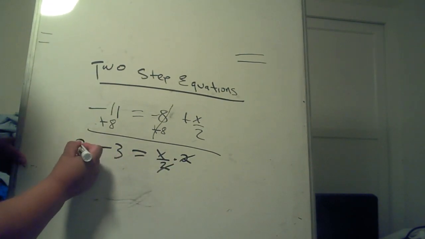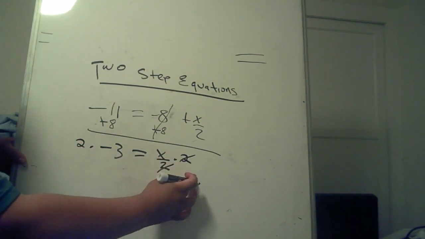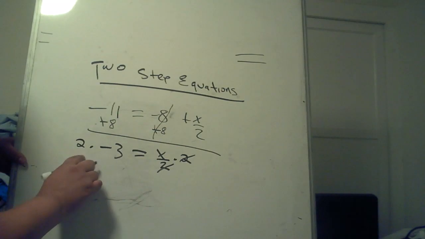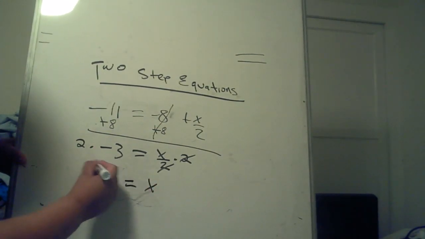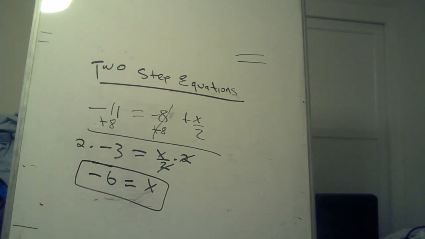We multiply, remember, both sides. Whatever we do to one side, we do to the other. 2 times negative 3, negative 6 equals x. And that's our final answer. We're going to do one last problem.